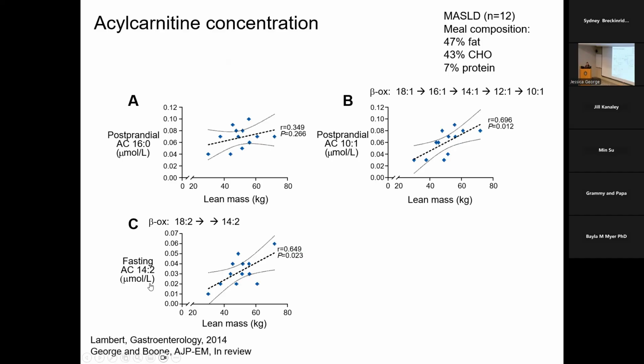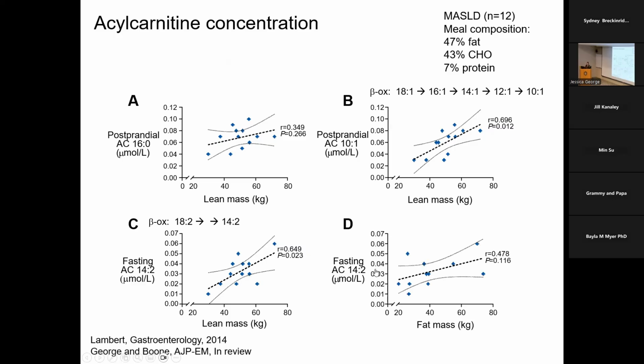Acylcarnitine 14:2 is the result of 2 rounds of beta oxidation of 18:2 linoleic acid. And so what this suggests to us is that with higher lean mass, we can expect increased acylcarnitines after a meal and in the fasted state. This supports the role of skeletal muscle in the production of acylcarnitines. But the relationship is much weaker relative to fat mass, suggesting that fat mass isn't burning as many fatty acids.